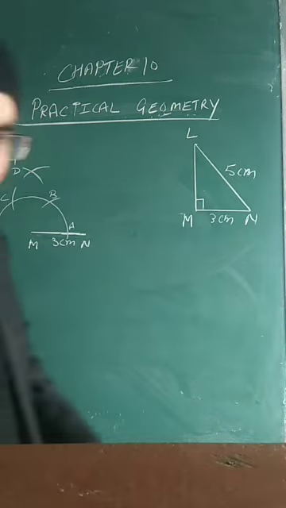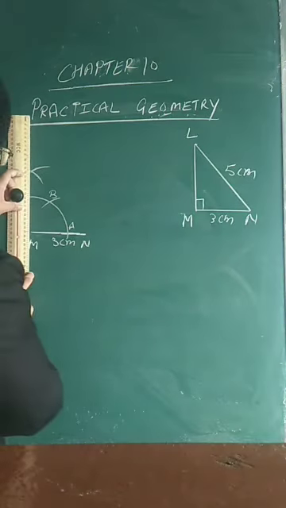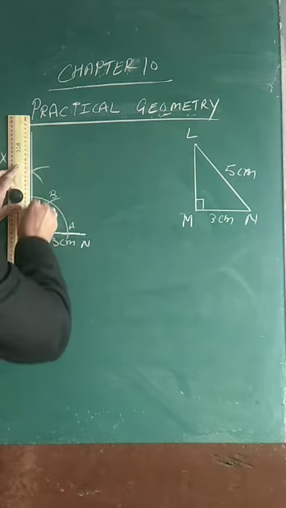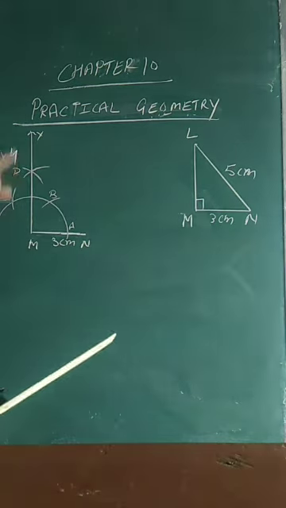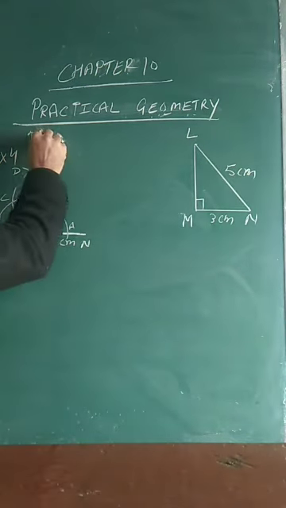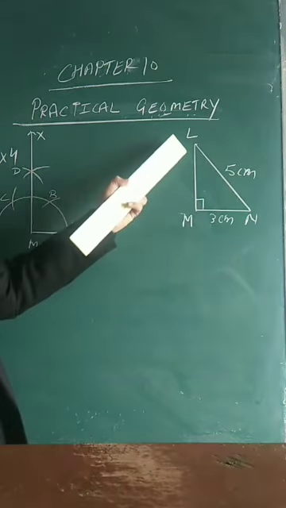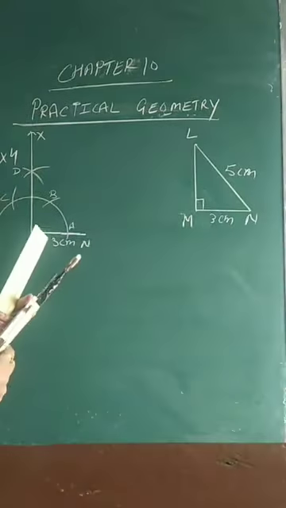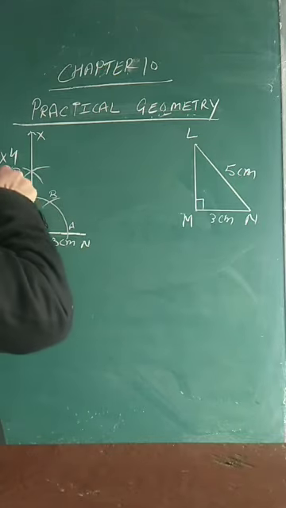Now what to do? Now we'll draw a perpendicular. Yes, you can see now we are getting a perpendicular. So we are drawing a ray MX, which is passing through the point D. Now, according to the question, LN should be 5 centimeters. So it means from N we have to take a radius of 5 centimeters. So we are taking a radius of 5 centimeter.